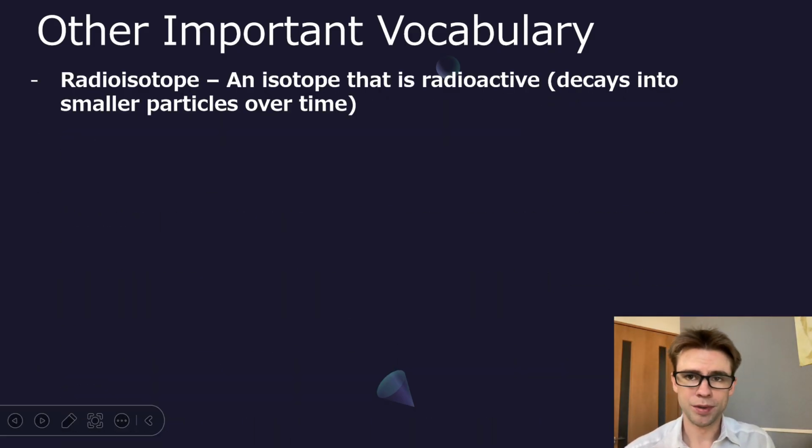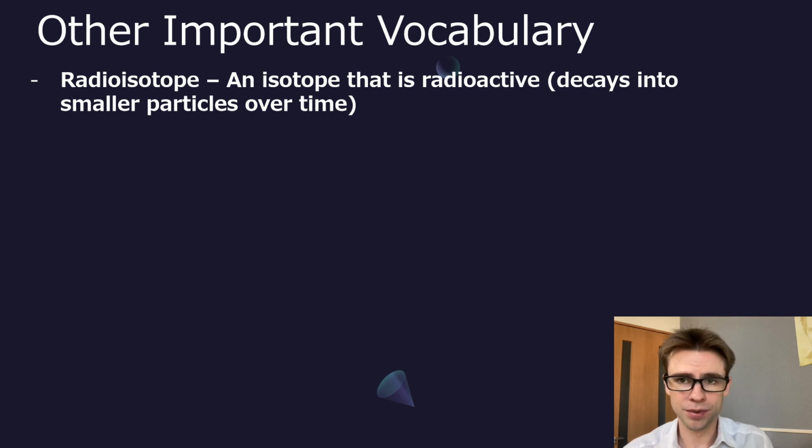Other important vocabulary. I think we should know radioisotope. This is an isotope that is radioactive. Up until now, I've mostly discussed stable isotopes, those that exist for considerable amounts of time. But radioisotopes are unstable. That means they have a significant chance to decay and break apart into something else rather than what they started as.